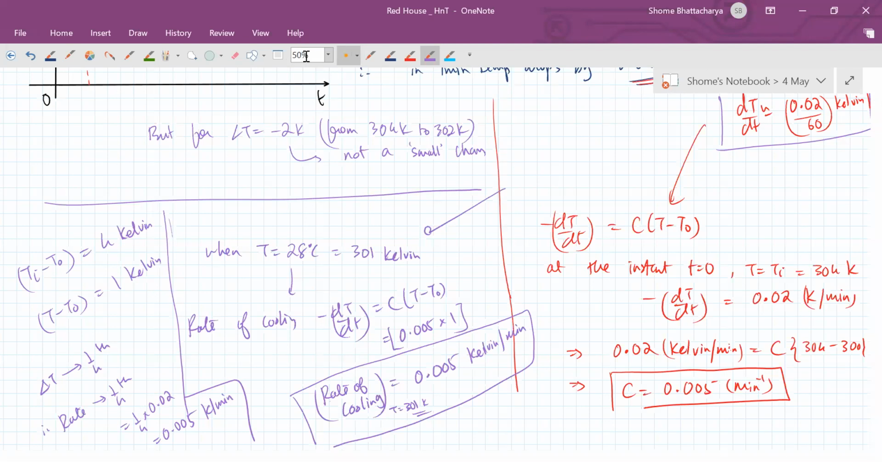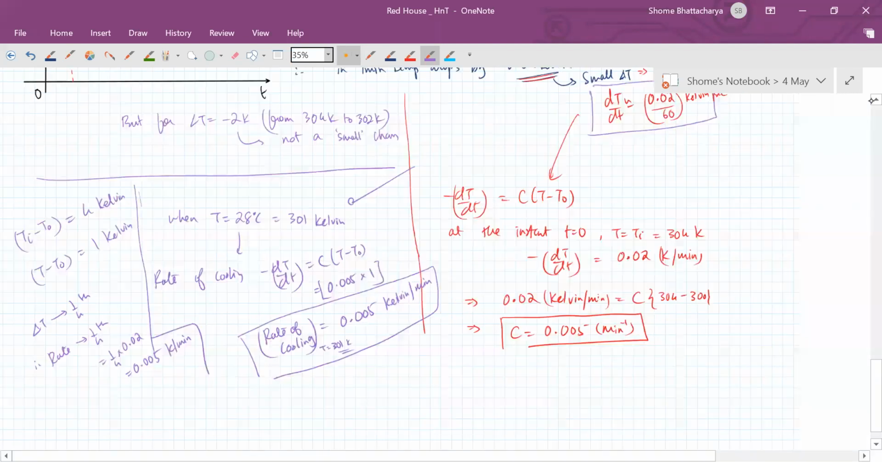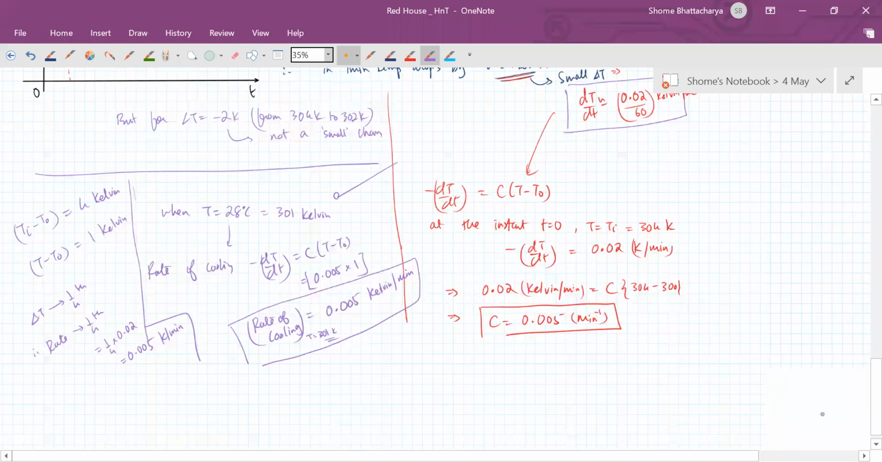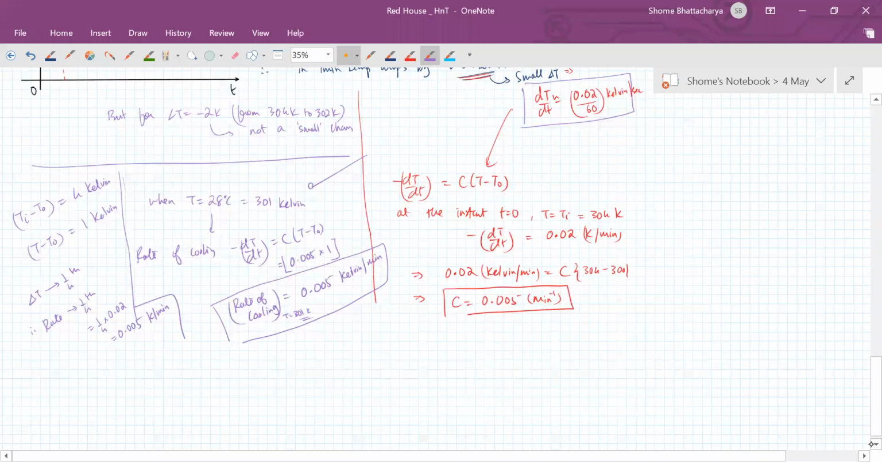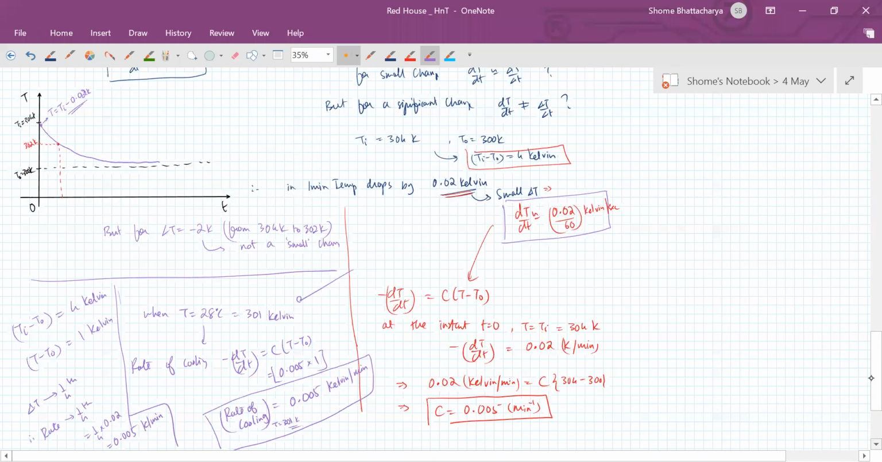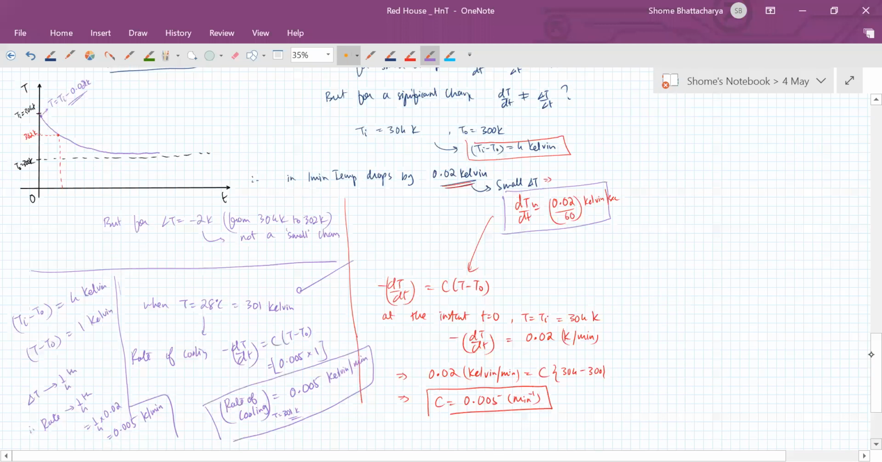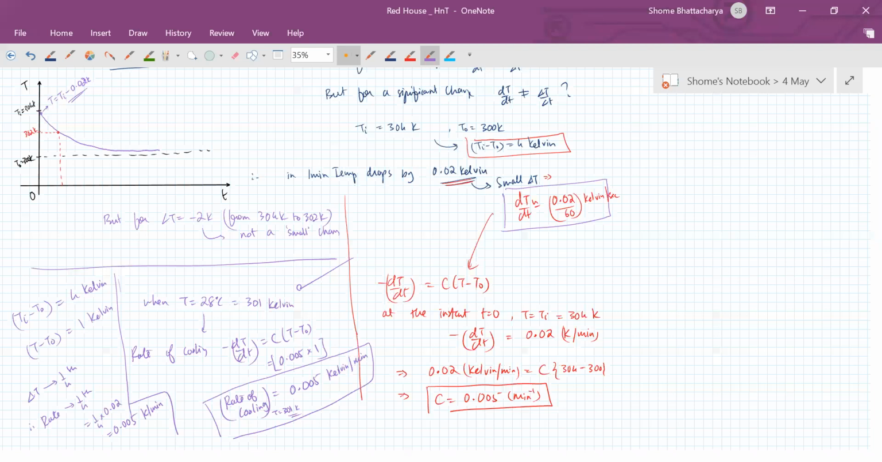Okay. But now when it comes to the second part, where we are calculating the time taken for the temperature to drop, not the rate, or not by 0.002 or 0.0005 or something. We're talking about the time taken for it to drop all the way from 304 Kelvin to 302 Kelvin. So by a significant amount of 2 full Kelvin, then we have to use the second integrated equation. Temperature as a function of time has to be used. We cannot use the instantaneous rate of change.